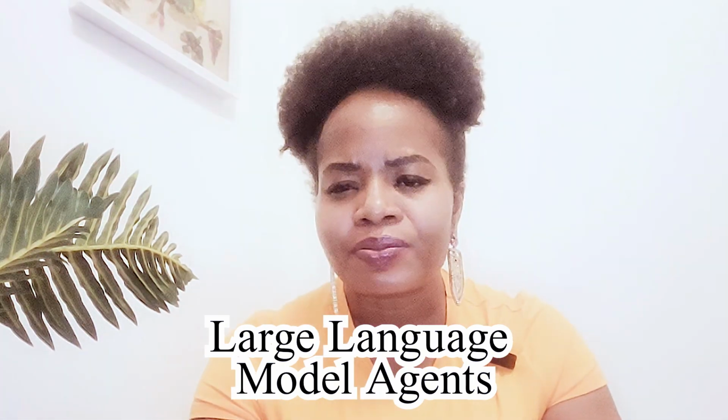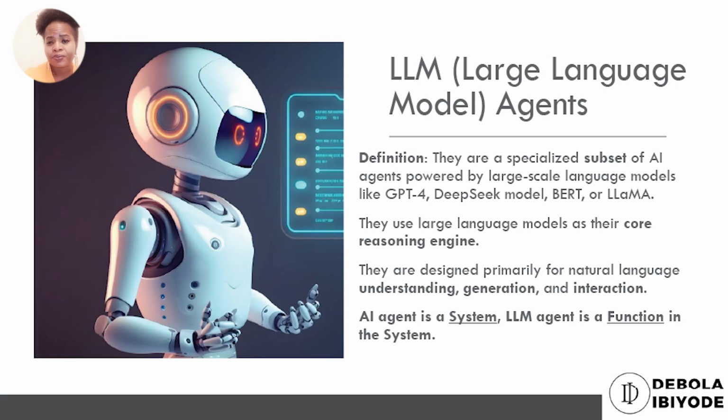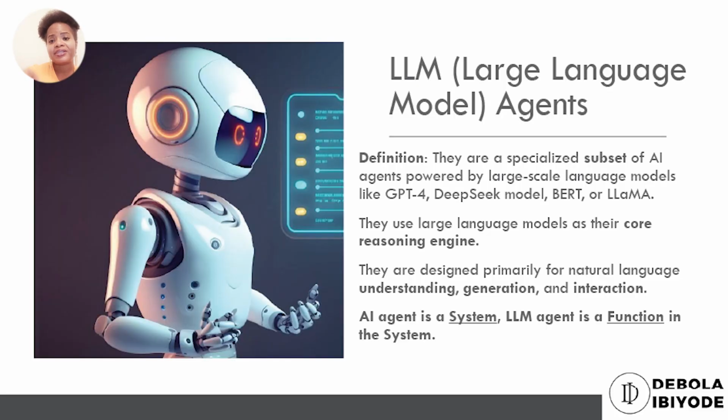Now, the large language model agent is designed to perform a specific task, which is to process natural language, to be able to understand it, generate it, and interact with it. So LLM agents are built to generate dynamic content, understand natural language, and interact with it. That's what they're built for. So they have one specific task. They use large language models as their reasoning engine.